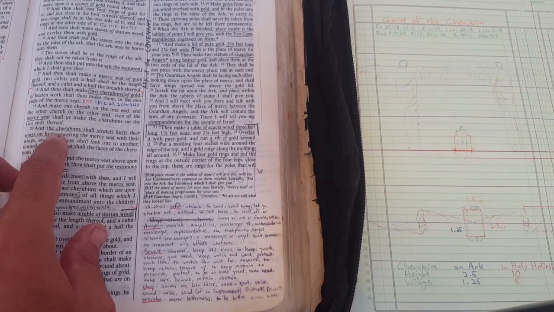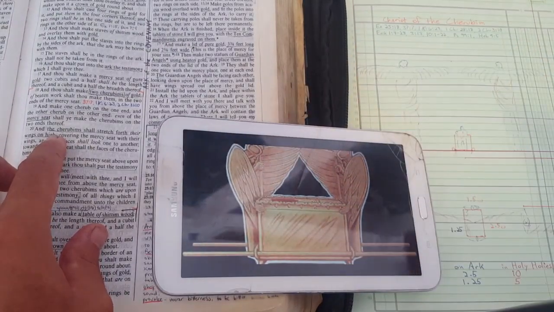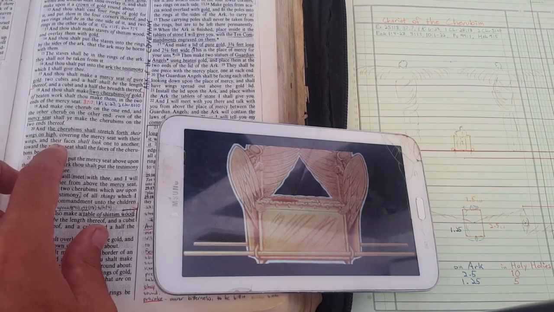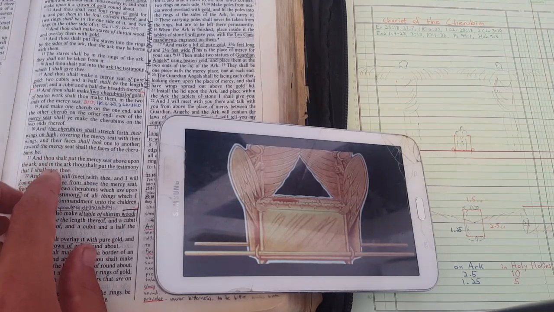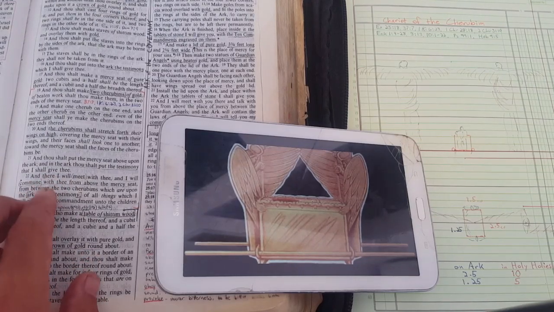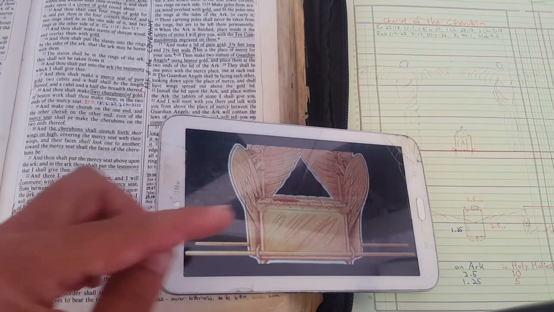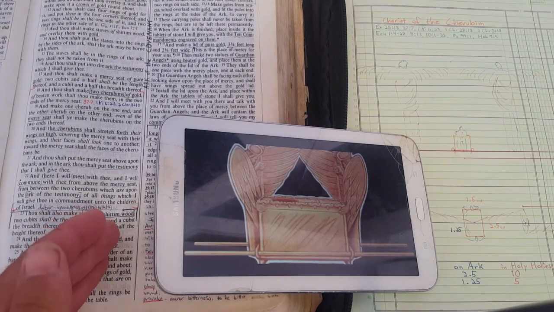The cherubim shall stretch forth their wings on high. Okay, I'll kind of leave this here so you could see. Stretch forth their wings on high, covering the mercy seat with their wings, and their faces shall look one to another towards the mercy seat. And you can see that's being depicted here. And you shall put the mercy seat above the ark, and in the ark you shall put the testimony that I shall give you. And I will meet with you there, and I will commune with you there above the mercy seat from between the 2 cherubim. Because remember, this is a throne. What we're looking at here is a throne. All right, so now this is our description here in Exodus 25.